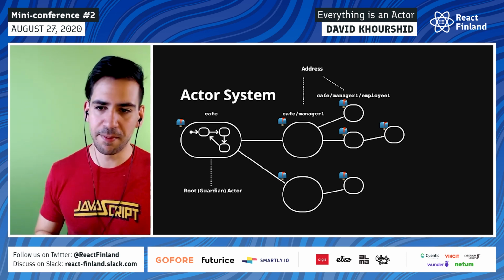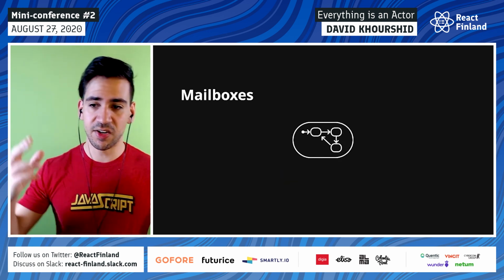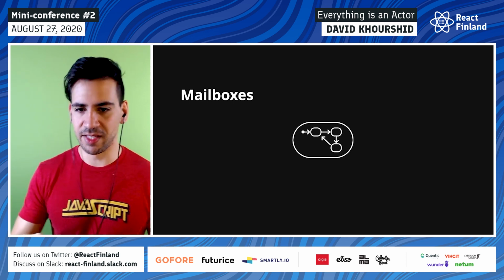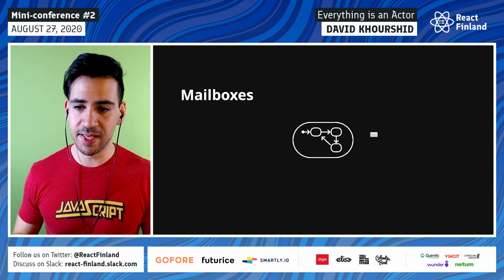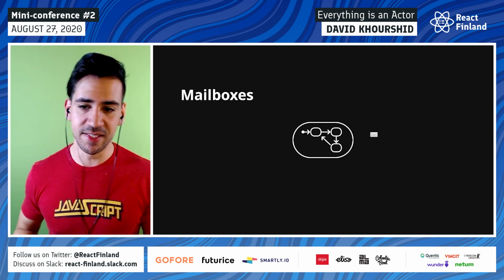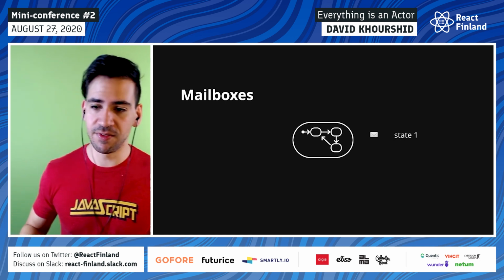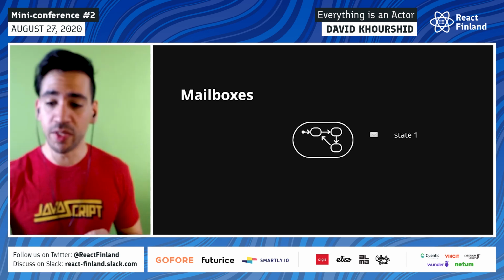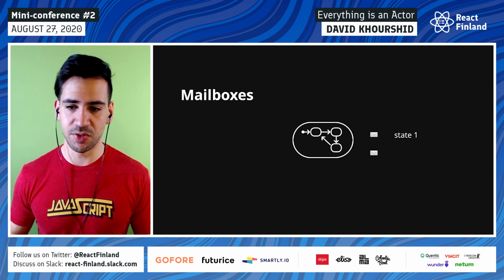So let's talk about mailboxes for a bit. An actor needs this idea called a mailbox to guarantee that only one message is sent at a time. And here's why. When an actor receives a message, it needs to process that message to determine what happens next, how its state is going to change, what the next behavior is, if it needs to spawn new actors or send messages to other actors, etc., etc. When it's done processing that message, it can then process another message and return the next state.